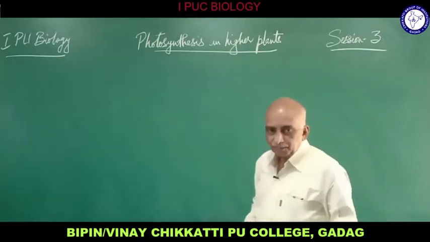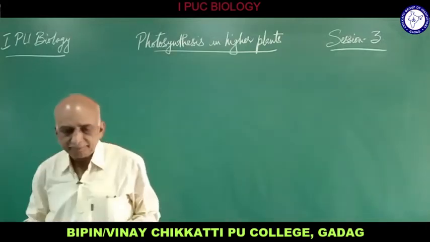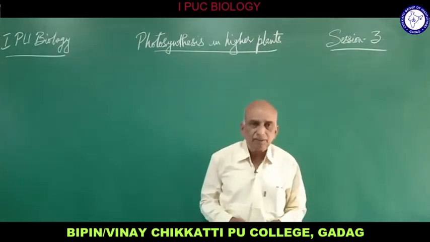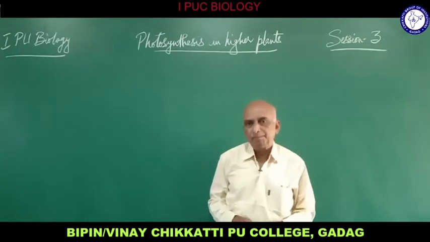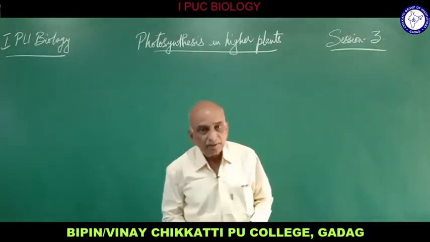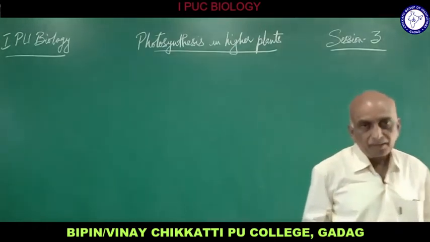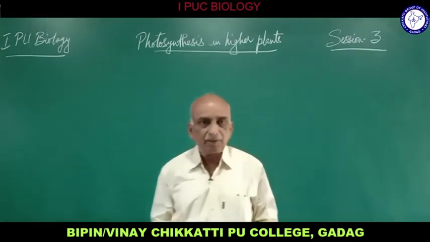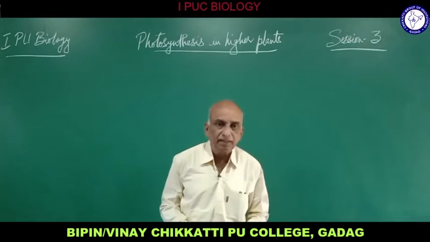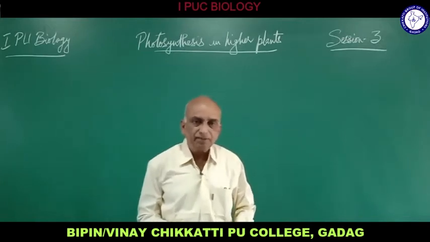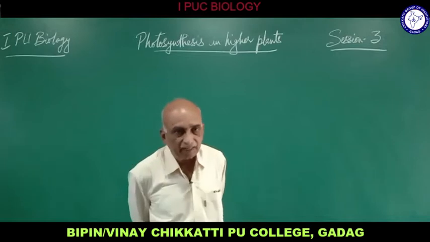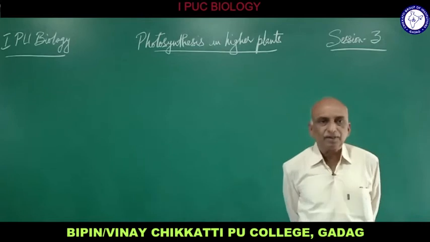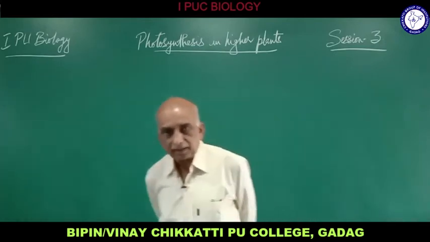Now the reaction of photosynthesis, so far what we have studied, is taking place in 2 phases. F.F. Blackman showed that the photosynthetic reaction occurs in 2 phases. The first phase where light is required, the second phase where light is not required. The first phase is called the light reaction, and the second phase, where light is not required, is called the dark reaction.